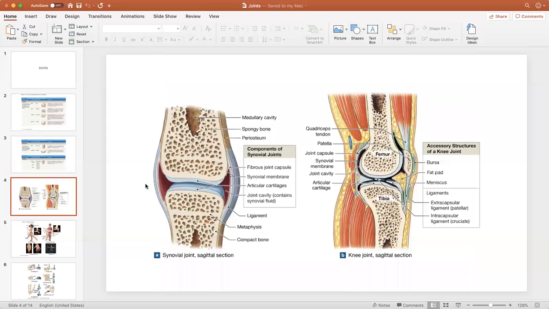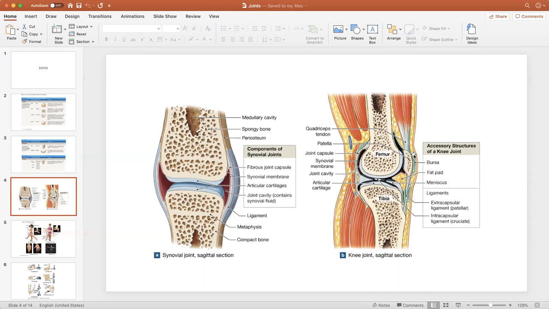So the basic structure of a synovial joint, we have the periosteum, which is continuous with the fibrous joint capsule. Okay, and below that, we have the synovial membrane, which produces the synovial fluid within the joint cavity. Okay, that's that space in here. Then we have the articular cartilage, where the joints articulate. And then we can have ligaments on the outside of the joint capsule or within the actual joint cavity itself. So an example of that is in the knee. We have the extracapsular ligaments like the patellar ligament. We have the intracapsular ligaments like the cruciate ligaments, the anterior cruciate ligament or posterior cruciate ligament.